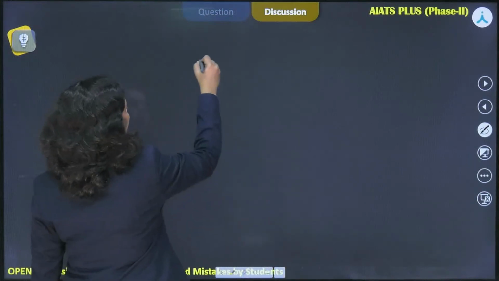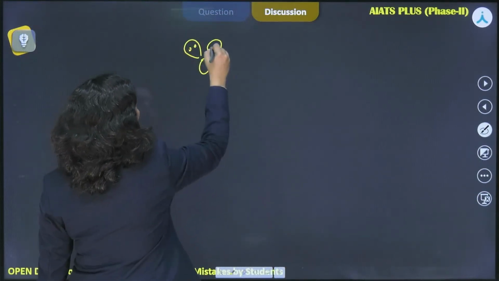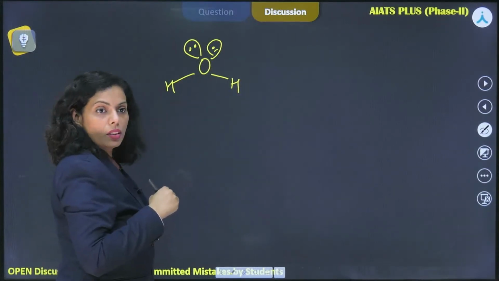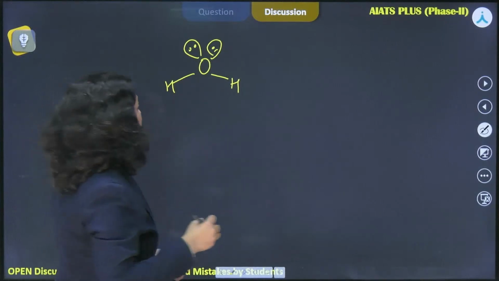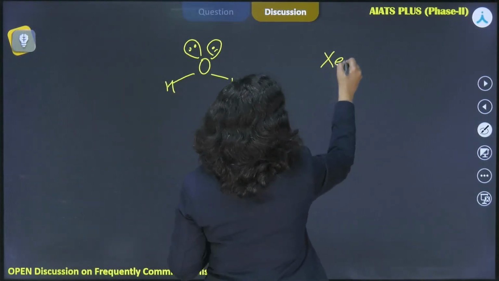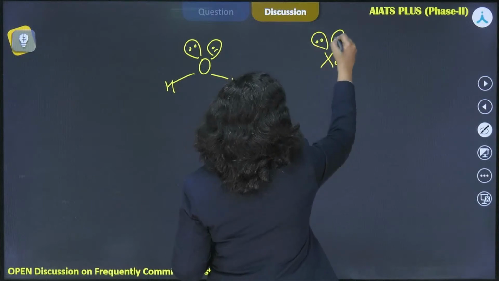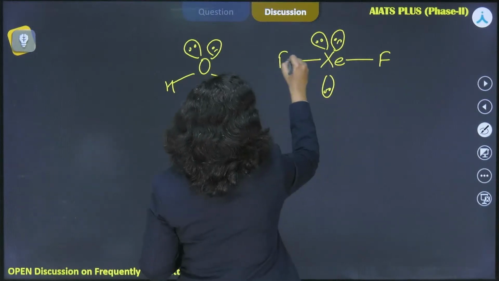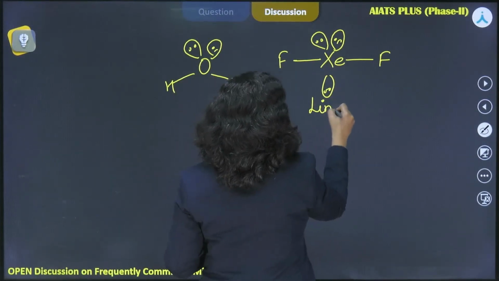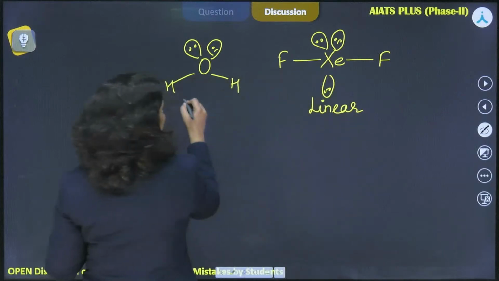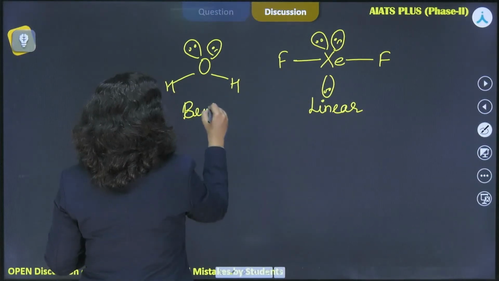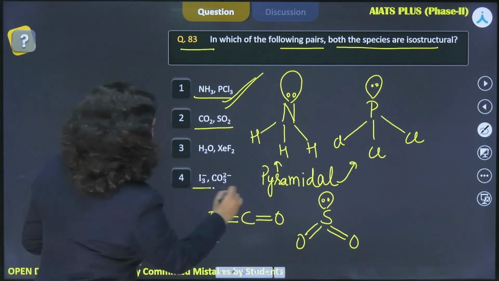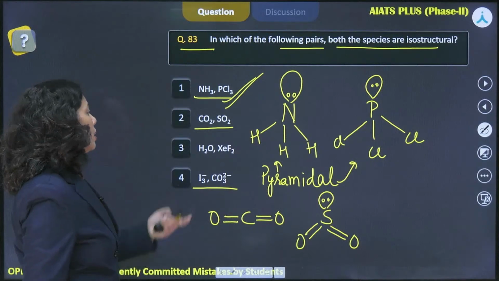Same way, H2O and XeF2. So in H2O, oxygen with 2 lone pairs in the water molecule, it is a bent molecule, sp3 hybridization and bent this way. But XeF2, if you talk about xenon, has 3 lone pairs and 2 fluorine atoms are bonded this way. So both are not isostructural. It's linear, it's bent. Not the same.